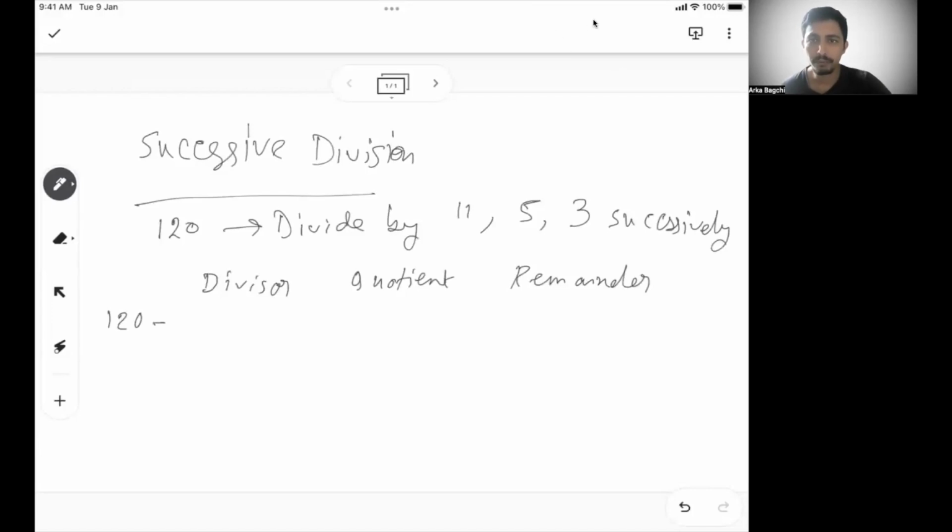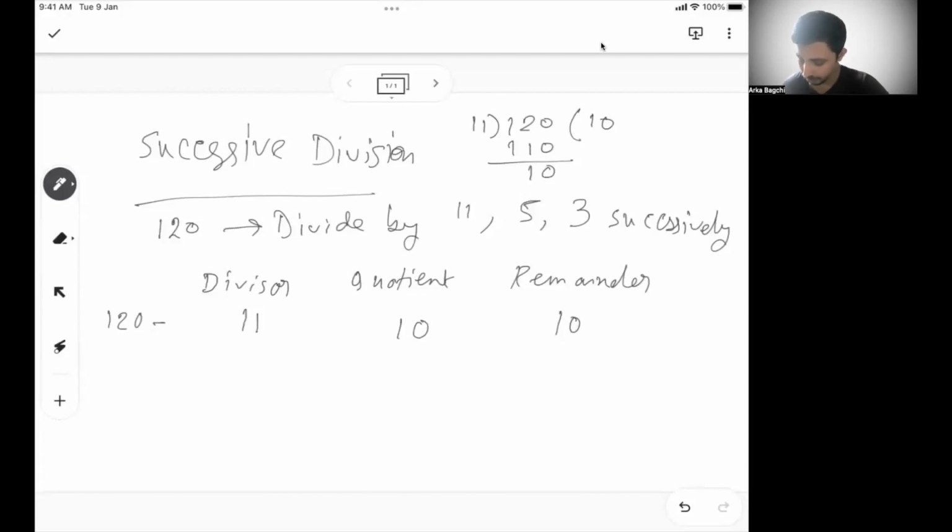So 120 will first get divided by 11, so 11 is the divisor. What will be the quotient? If I divide 120 by 11, I will get 10. 11 nines are 99, 11 tens are 110, and I get 10 as a remainder. So my quotient will be 10 and my remainder will be 10. Now this quotient will become my dividend in the next stage.